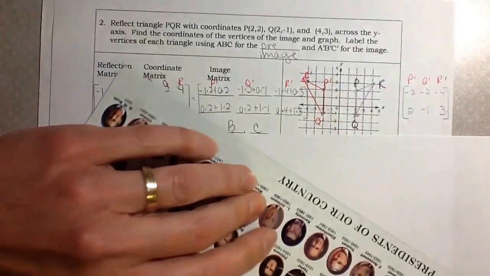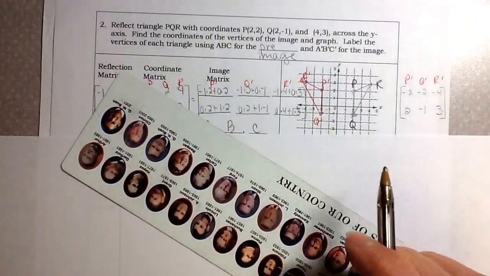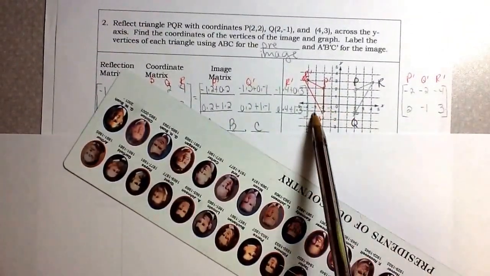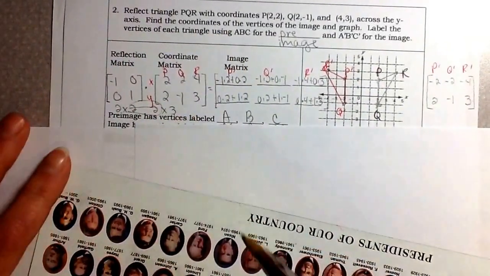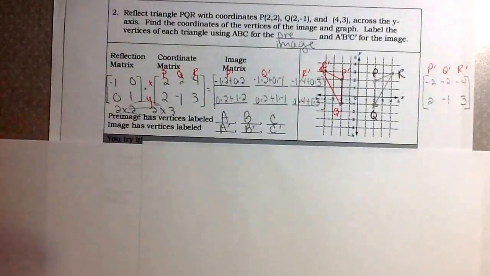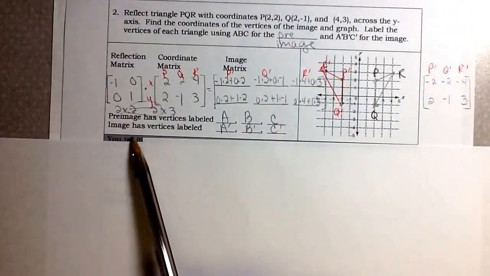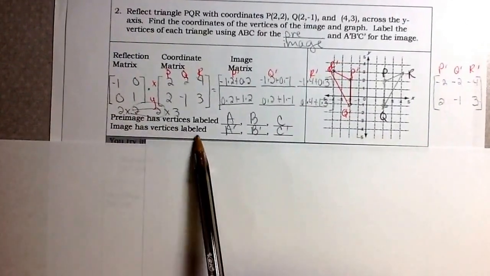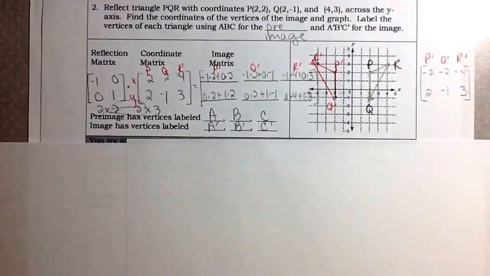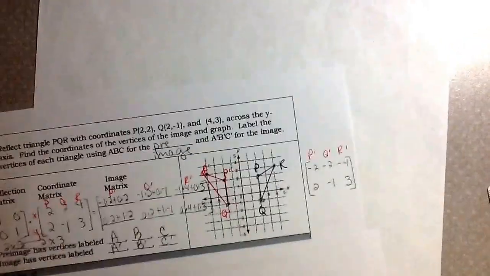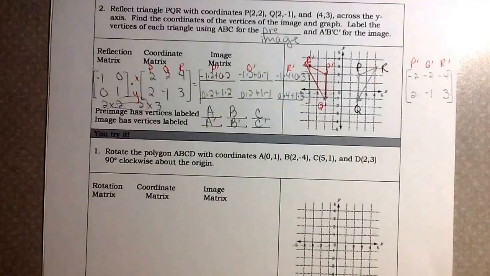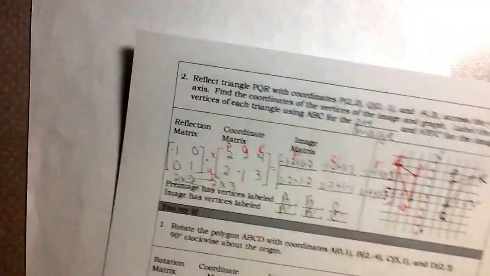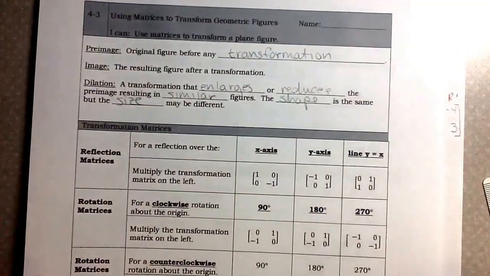Now you might just say, well, why can't I just flip the points? Well, the more complicated the transformations get, you're going to have to use reflection or rotation matrices and coordinate matrices. So I'd like you to get used to doing that. Pre-image has vertices labeled A, B, C. Image has the vertices labeled A prime, B prime, C prime. Okay, so I'm going to have you try a rotation, and we're going to go clockwise, so make sure you get the correct rotation matrix.